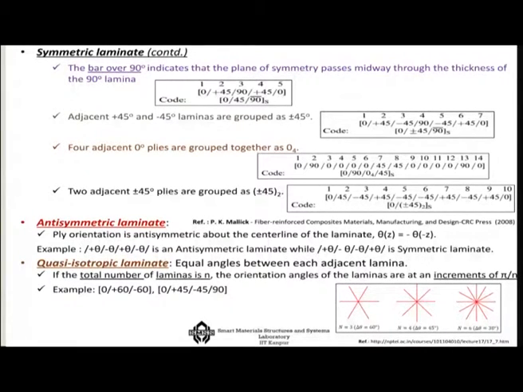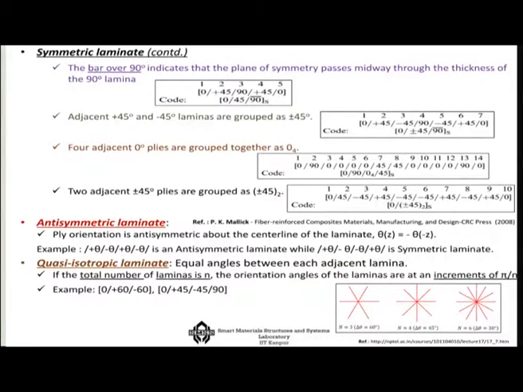Similarly, antisymmetric also, suppose there are 4 layers, you can put it in this manner, or antisymmetric is another: plus theta, minus theta, plus theta, minus theta. That means for every plus theta, the next layer is actually minus theta.